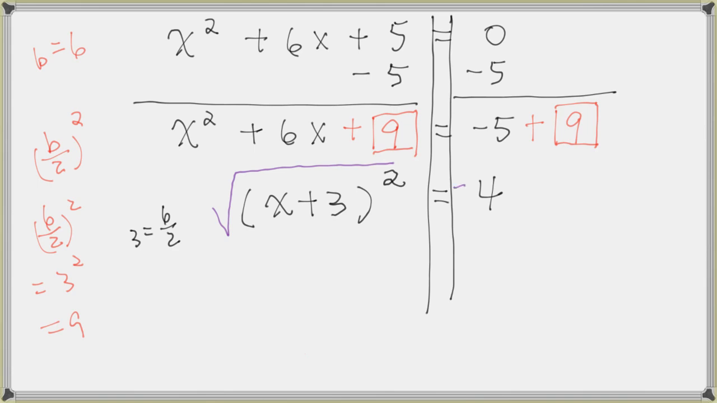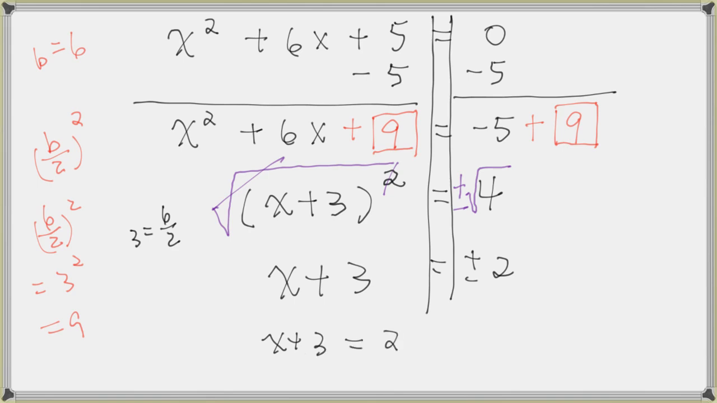But when we take the square root, we need to make sure it's positive and negative, because both positive and negative squared will get the same value. So this square and the square root cancel each other. We get x plus 3 equal to positive or negative 2. So we are going to separate our equation. Our first equation is x plus 3 is 2. The second one is x plus 3 is negative 2.